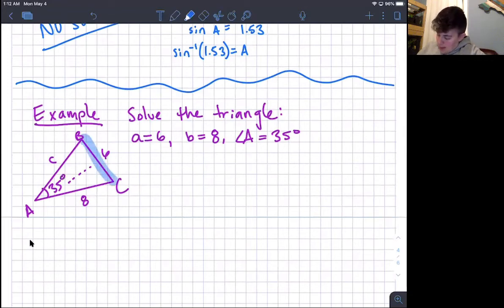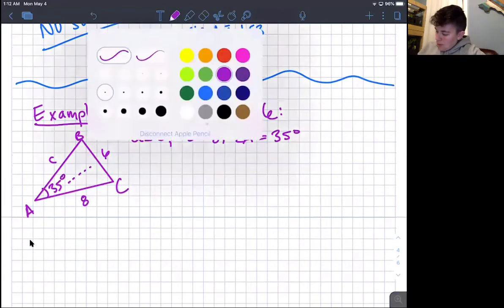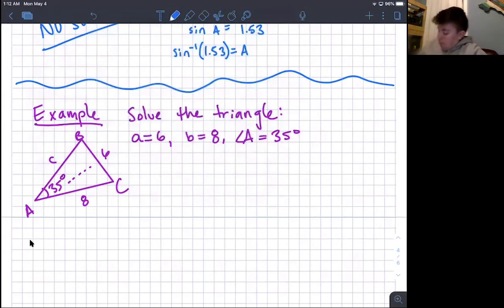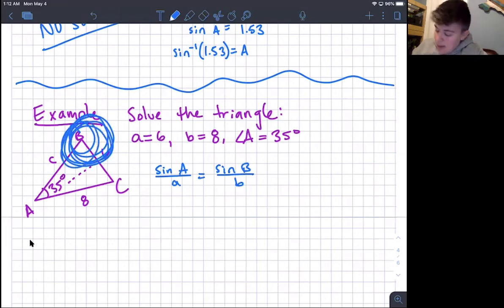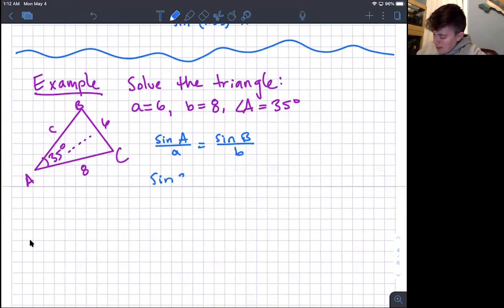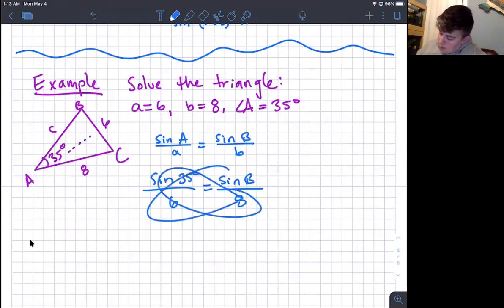So we have a side and an angle, so SSA. So I know it's an ambiguous case. I gotta be on the lookout. So here we go. Let's just start solving. I'm going to say sine of A over a equals the sine of B over b. We're going to find that angle B right there, and figure out if we can have more than one possible B. So here we go. We're going to have sine of 35 degrees over 6 equals sine of B over 8. Let's do our little cross multiplication.